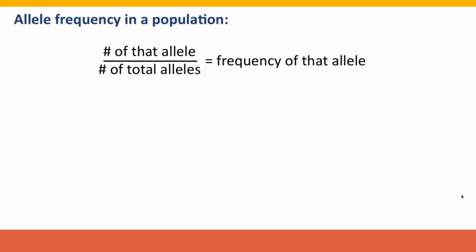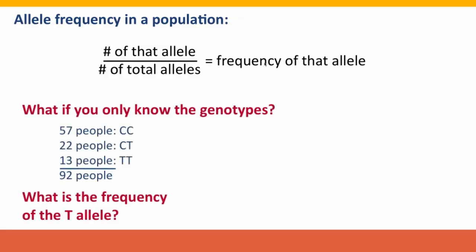It's just the number of occurrences of that allele divided by the number of total alleles in the population. That's the frequency. Sounds easy, but what if you don't actually know the frequency? You haven't counted the alleles. What if you've only counted the genotypes?